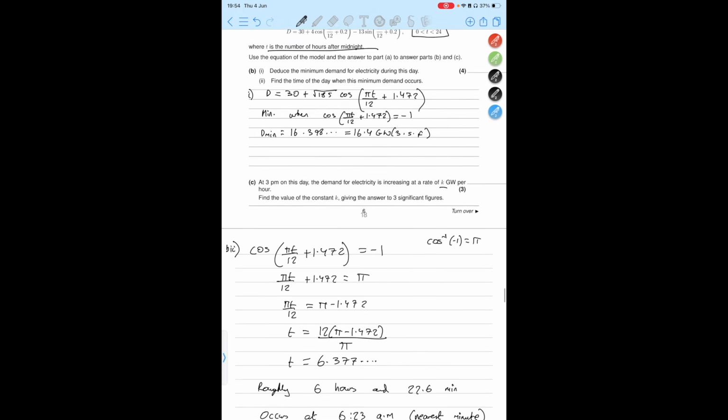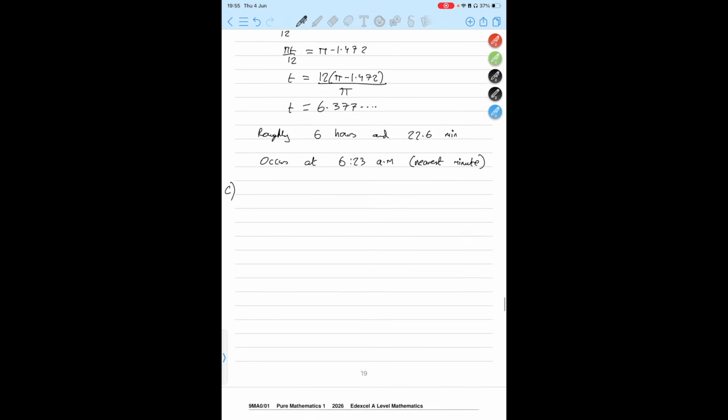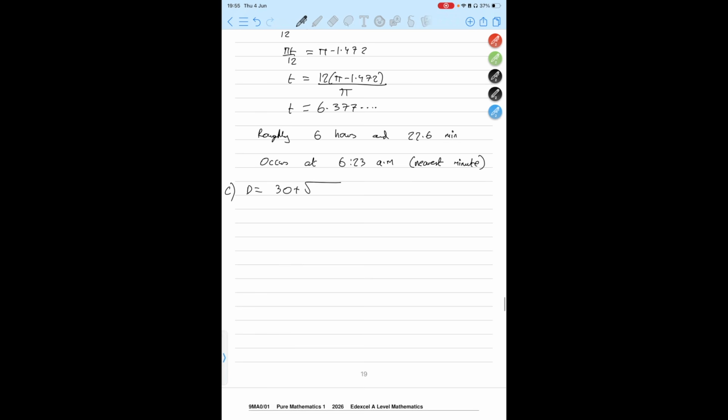Okay, so this is just going to have to be some differentiation here. I'm going to rewrite the function so it's easier to follow. D equals 30 plus root 185 cos of pi t over 12 plus 1.472. Let's differentiate this with respect to t. So that's going to give us negative root 185 sine of pi t over 12 plus 1.472, but again, I'm going to multiply that by pi over 12.